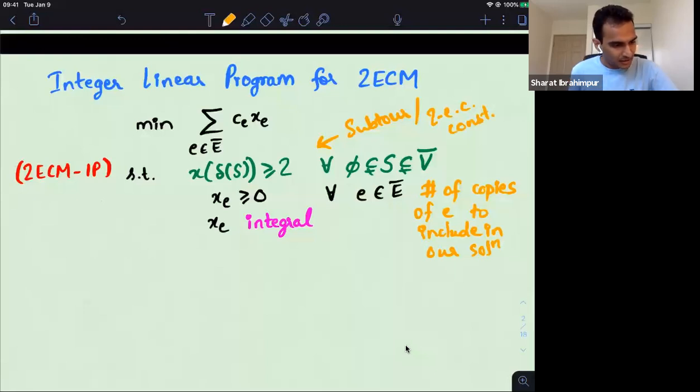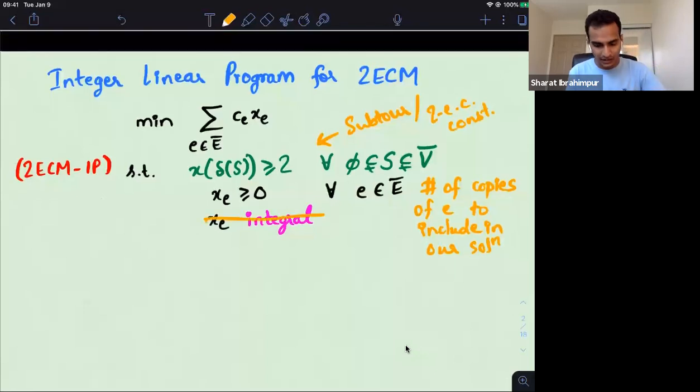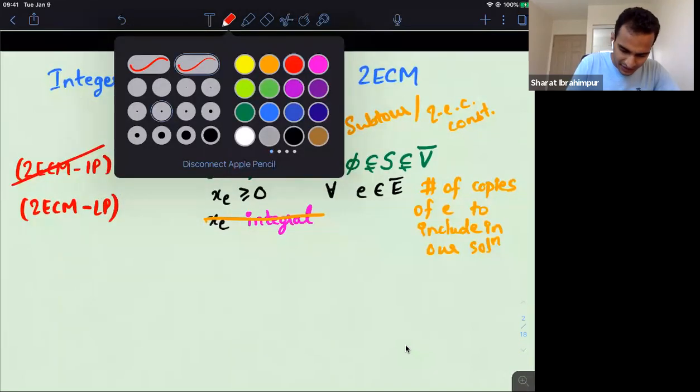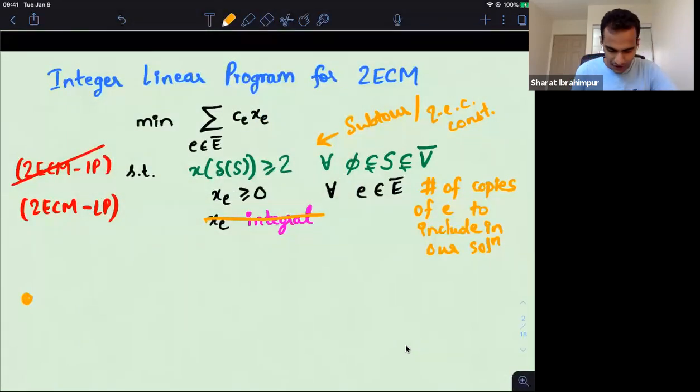Now, if we want to obtain a linear relaxation for this problem, then we drop these integrality constraints. By dropping this, we get a valid linear relaxation for the problem. Whatever the objective value coming from this LP, it's a lower bound on the optimal value for 2ECM. So let's say I drop this constraint, then I get the 2ECM LP. And there's an interesting property called the parsimonious property.